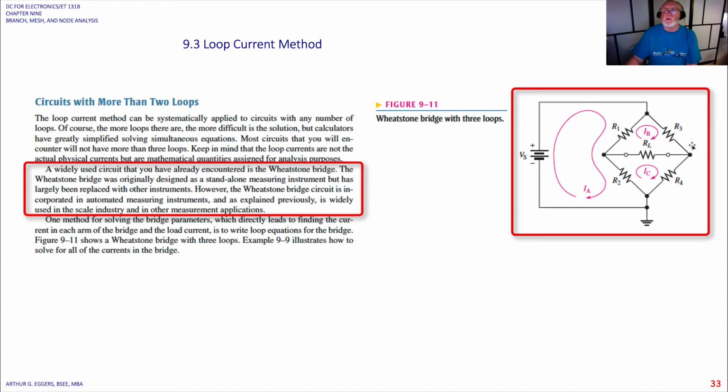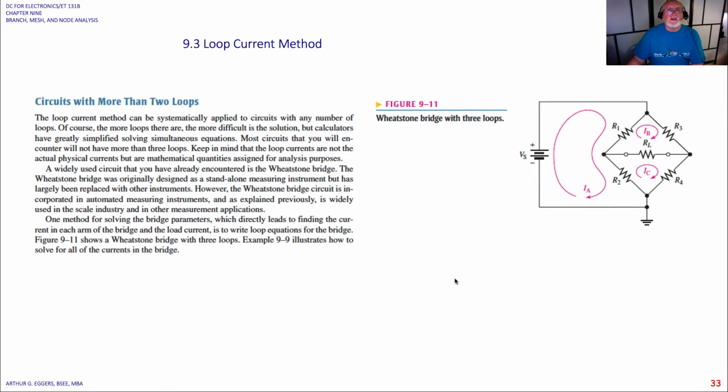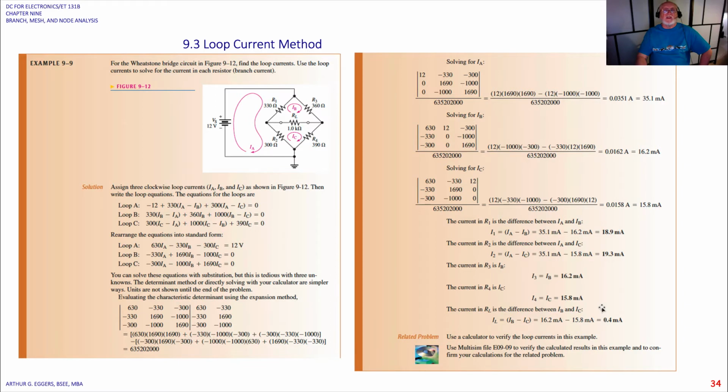So if you go back to the previous section, the previous chapter, you'll see how the Wheatstone Bridge is used in balancing in scales. One method for solving the bridge parameters, which directly leads to finding current in each arm of the bridge and the current at the load, is to write loop equations for the bridge. Also, the Wheatstone Bridge has 3 loops. So we're going to take a look at it here as an example.